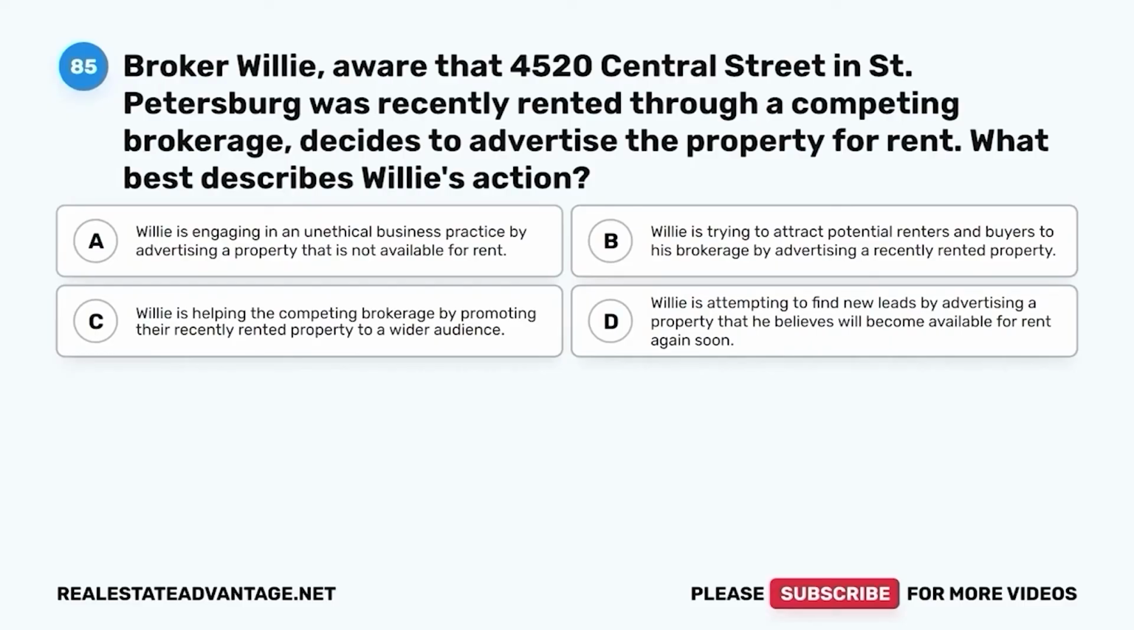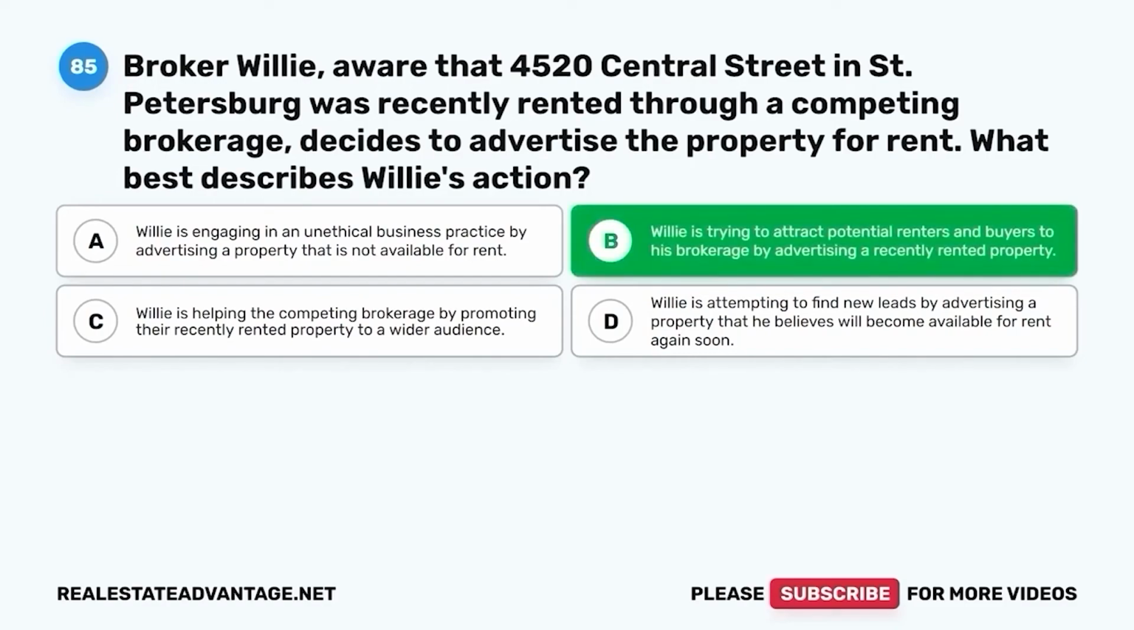B. Willie is trying to attract potential renters and buyers to his brokerage by advertising a recently rented property. C. Willie is helping the competing brokerage by promoting their recently rented property to a wider audience. D. Willie is attempting to find new leads by advertising a property that he believes will become available for rent again soon. The correct answer is B.